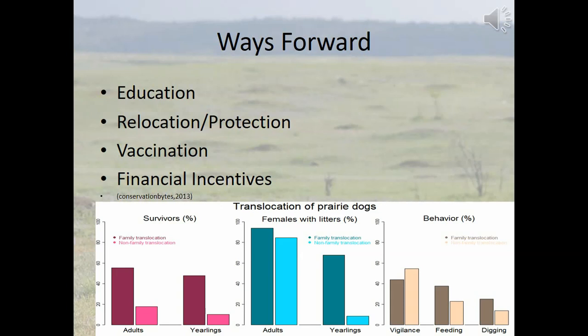The first is education. If people do not understand the issue, they are far less likely to get involved, and outdated, incorrect information will keep the idea of necessary eradication alive in the rural ranching communities. The second is relocation and protection efforts. When relocating prairie dogs, it has been found translocation of the family had much higher success rates than individual relocation.